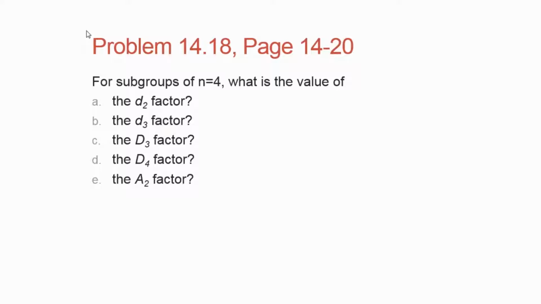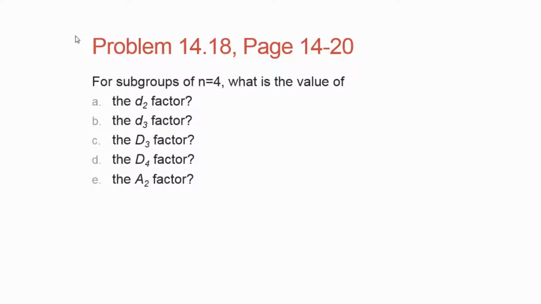And in this particular case, this problem says subgroups of n equals 4. So that means that we have 4 observations in each group. And what we want to do is just make sure we can read the table, which is table E8, control chart factors. And what we want to do is find the d2, d3, and then the capital D3, D4 factors, and then the A2 factor. That's all we're doing here, just reading from the chart.